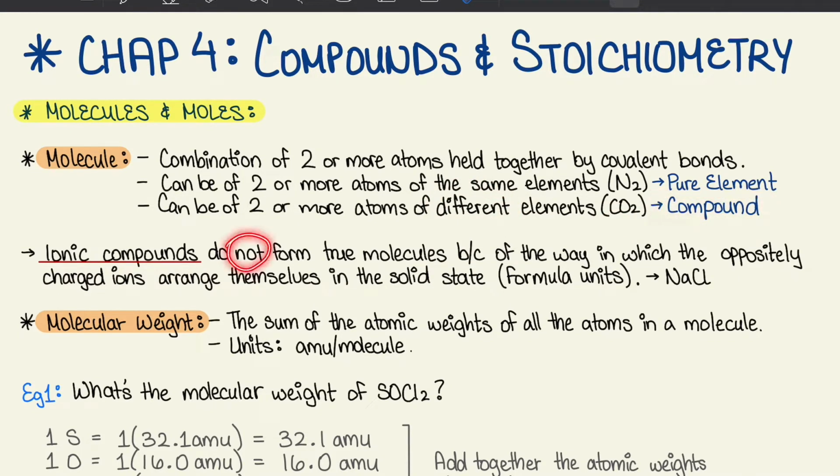Ionic compounds do not form true molecules because of the way in which the oppositely charged ions arrange themselves in the solid state, forming formula units like NaCl. And then we have our molecular weight, and that's the sum of the atomic weights of all of the atoms in a molecule. And the units are AMU, which from chapter 1 we know is atomic mass unit per molecule.